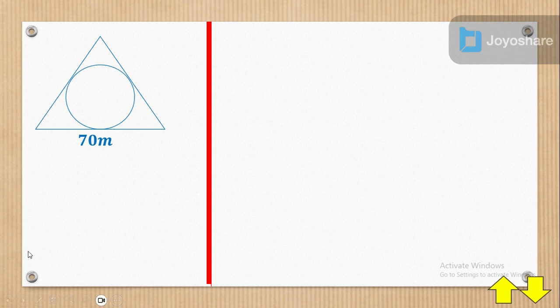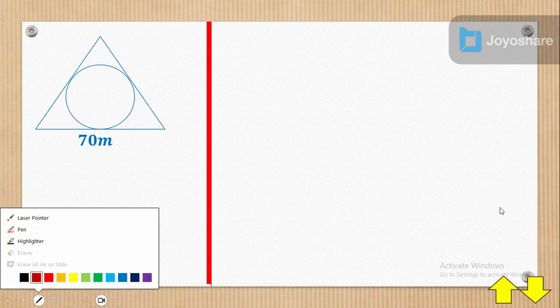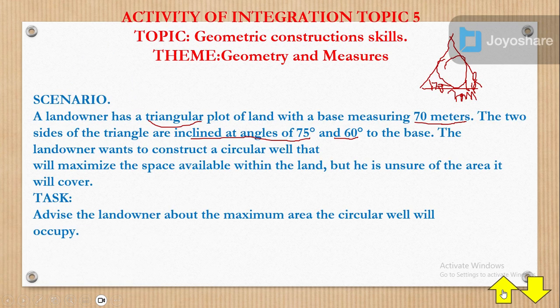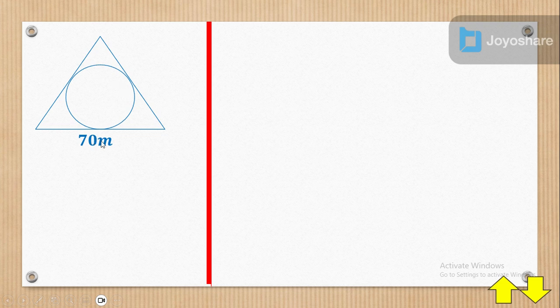Remember, what do they want? They want to advise the landowner about the maximum area the circular well will occupy. So before you construct this on a piece of paper, remember that your paper cannot fit lengths in meters. Therefore, convert into centimeters first, which requires a scale. You can use a value that equally divides the lengths you have, so let's say 1 centimeter equals 10 meters.